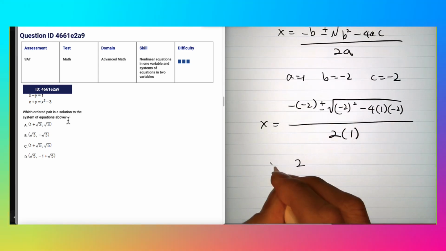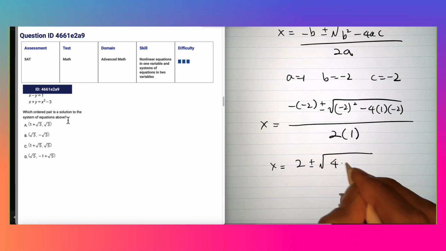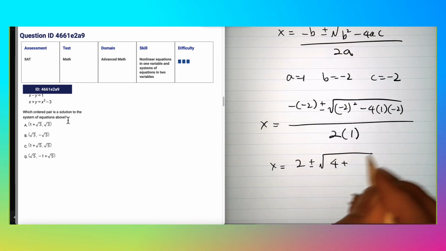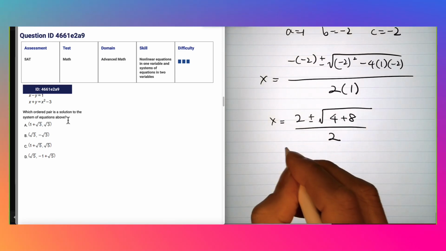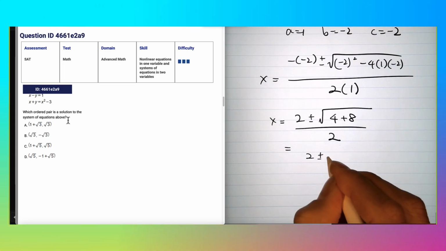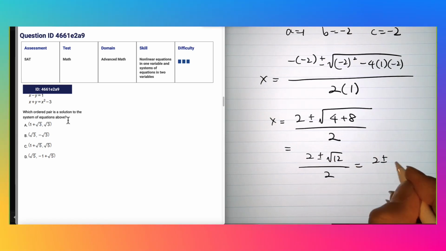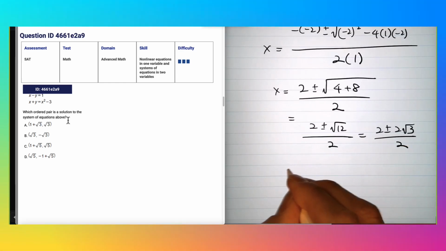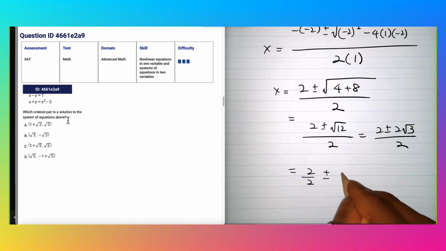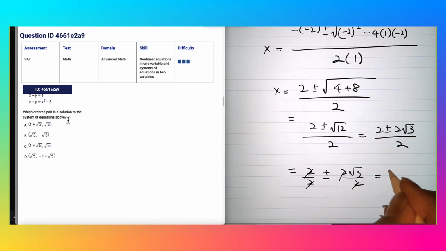Negative negative 2 gives you positive 2 plus or minus the square root of 4 plus negative 4 times negative 2, which gives you 8, divided by 2. Inside the radical we have 12, and that simplifies to 2 plus or minus 2 radical 3, all divided by 2. Now if you split the fraction, 2 over 2 plus or minus 2 radical 3 over 2, you're going to get 1 plus or minus radical 3.